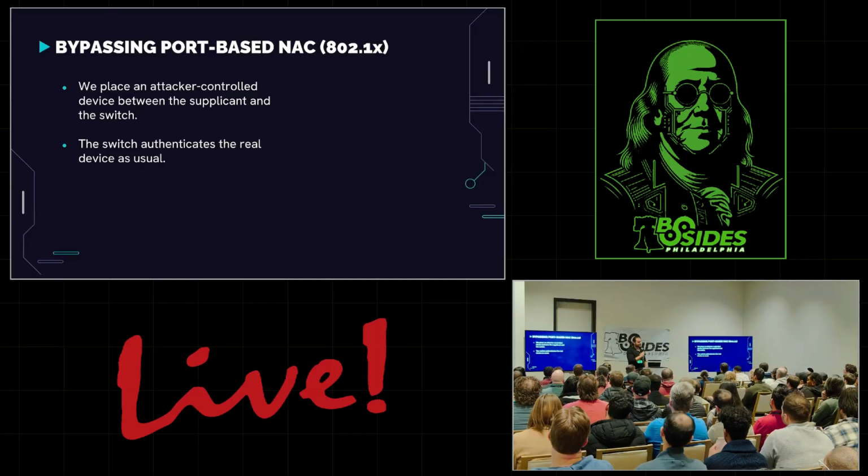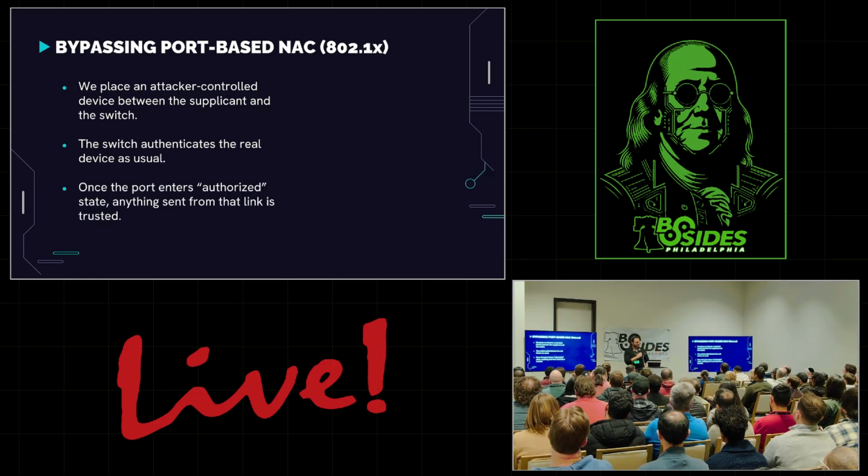And then the device allows the IP phone to authenticate as normal and do its full authentication process, totally transparent pass-through. Once the authentication is complete, the port enters what's called an authorized state, and anything sent from that link is then trusted and authenticated, so long as that traffic is coming from the same IP address and MAC that authenticated originally.